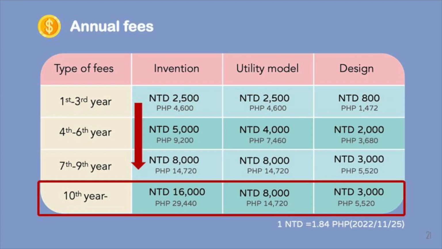After the patent is granted, there is an annual fee. The patentee has to pay the fee. It is also considered as a maintenance fee. Generally, the fee will increase every 3 years for the first 10 years. And after year 10, the fee will stay the same until the patent expires.